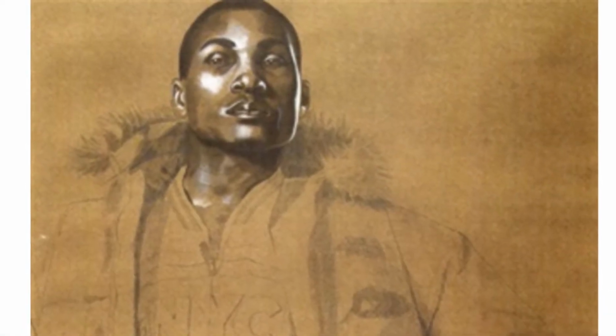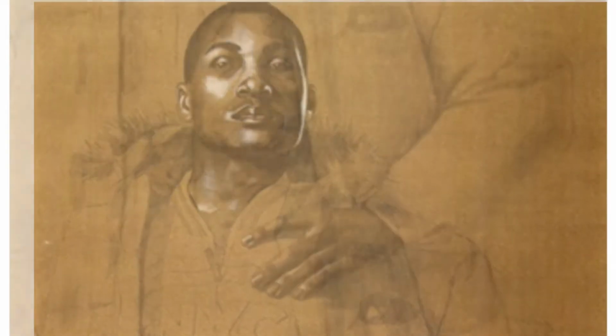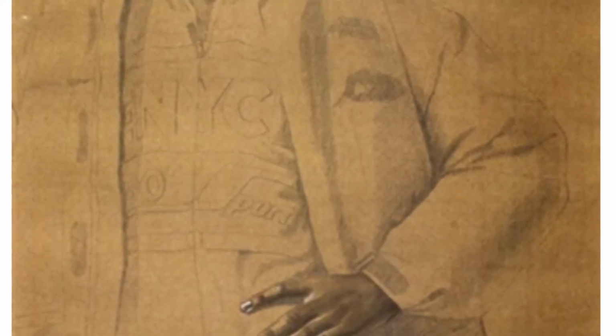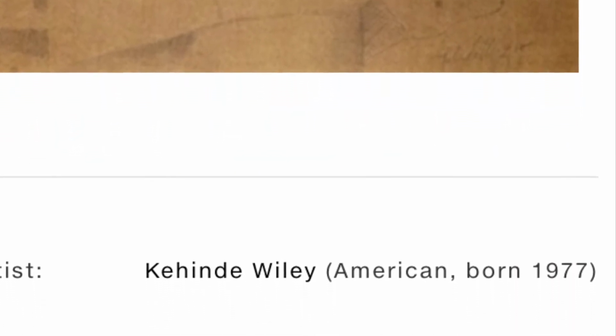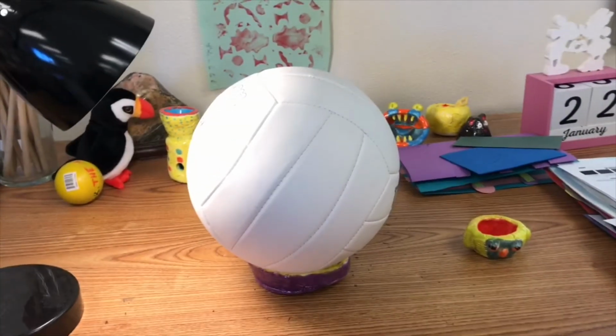And here we have a graphite portrait of Joseph of Egypt, I believe, and this is by Kehinde Wiley. His range of light, medium, and dark values is excellent and really shows that illusion of form and depth.